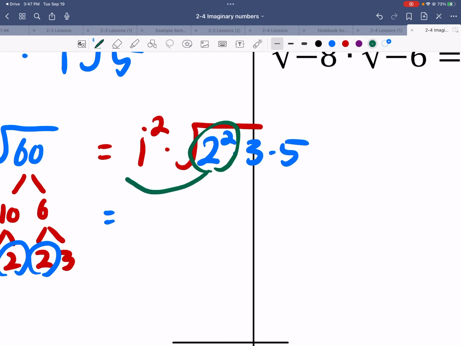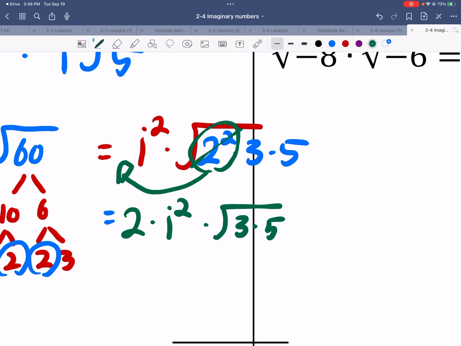Right? Now, as you can see, in order to go out of the, what's that called, square root, it has to be a pair. So I got one pair here. And if I take out this one pair, that disappears. And 3 and 5 cannot be simplified. So it's not a pair, so you just write it down.